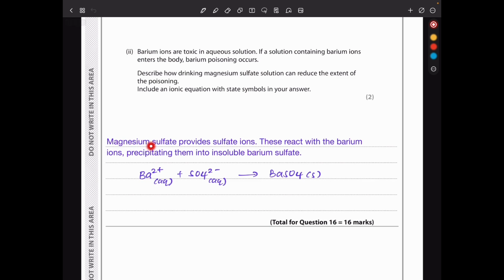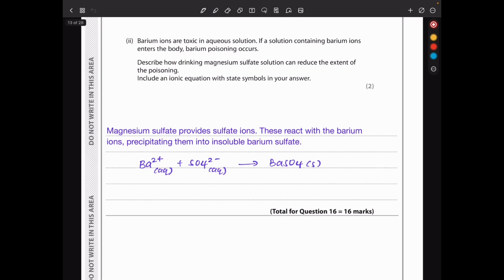So I said magnesium sulfate provides the sulfate ions. These react with barium ions, precipitating them into insoluble barium sulfate, and the reaction is Ba2+ (aq) + SO4 2- (aq) gives us BaSO4, which is a solid.